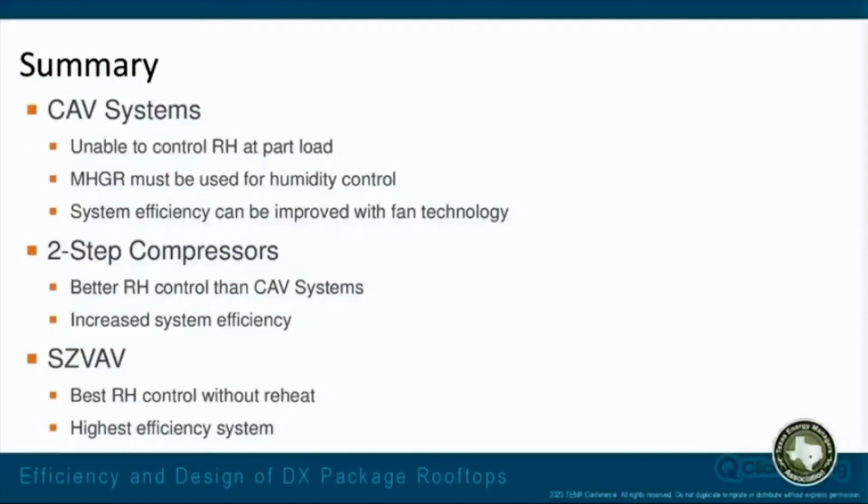You can improve the system efficiency some with an improved fan technology, but you're still limited because you've got a constant speed fan. By going to two-step compressors, you get better relative humidity control at part load compared to your constant volume system, and you get increased system efficiency. You're going to use less energy annually compared to that constant volume system. And then your single zone VAV system will have the best relative humidity control without going to modulating hot gas reheat, and have the highest overall system efficiency, meaning the lowest energy use for the same condition in that space throughout.